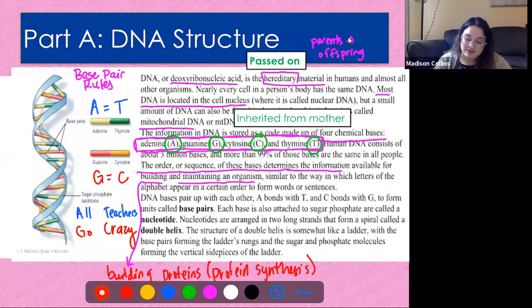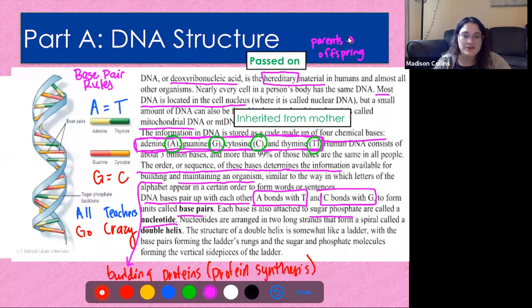DNA bases pair up with each other. A bonds with T, and C bonds with G to form units called base pairs. Each base is also attached to a sugar and a phosphate and is called a nucleotide. Nucleotides are arranged in two long strands that form a spiral called a double helix. This is that shape that we know DNA as. The structure of a double helix is somewhat like a ladder, with the base pairs forming the ladder's rungs and the sugar and phosphate molecules forming the vertical side pieces of the ladder.